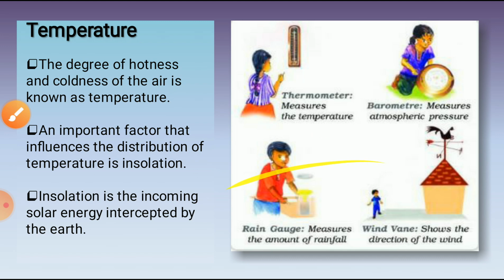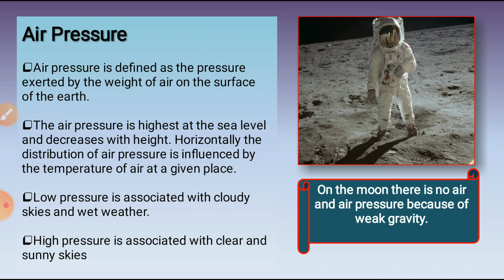Okay, now let us move to air pressure. So, what is air pressure? Air pressure is defined as the pressure exerted by the weight of air on the Earth's surface. Air is made up of a number of mixed gases and has weight. It therefore exerts a pressure on the Earth's surface which varies from place to place and from time to time.